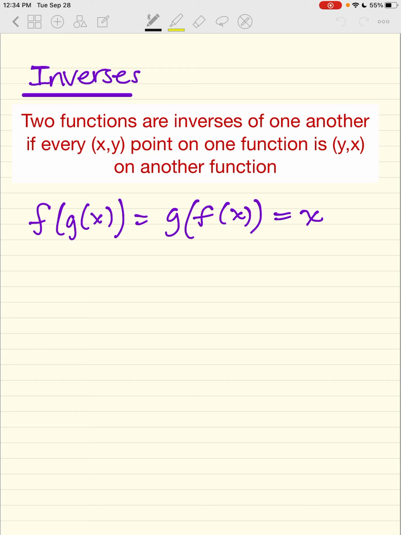In this video, we're going to talk about inverses. The way that I'm thinking about inverses is I say two functions are inverses of one another if every xy point on one of the functions has a yx point on another function. Another way that you can tell if two functions are inverses of one another is by taking the composition f of g of x or g of f of x, either one works, and you get back x. So let's start with something very basic.